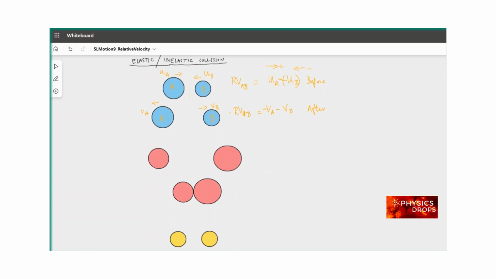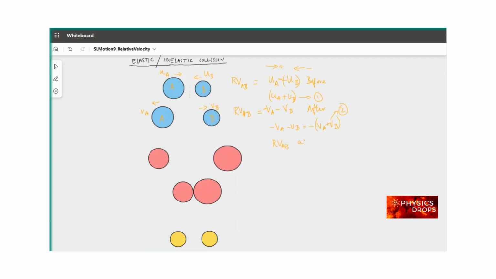So if it's a perfectly elastic collision, these two will be equal, which means UA plus UB in this case will be equal to minus VA minus VB, or we can rewrite this as minus (VA plus VB). So this, represented here as 1, will be equal to 2. So naturally, when you divide both of them, or rather the magnitudes of relative velocity, I'm writing it as RV so that we can identify it easily.